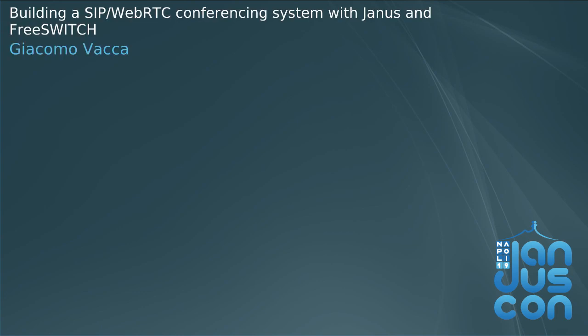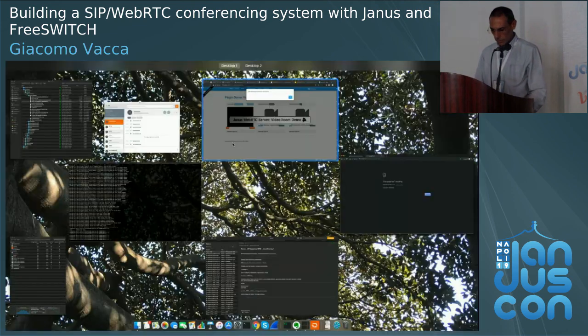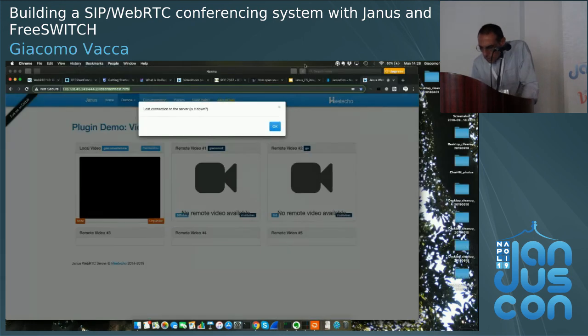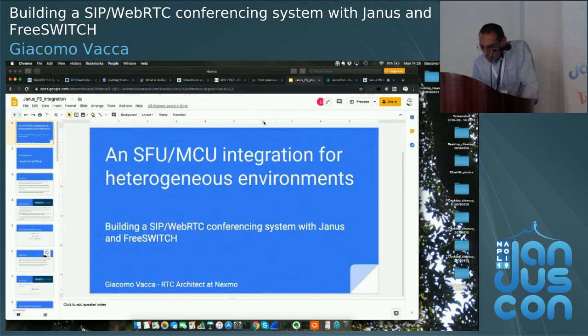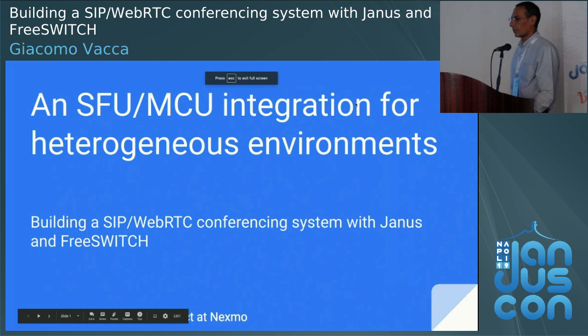Multi implementations, in this case Janus and FreeSWITCH, to take advantage of the strongest points of both. So Janus has a good SFU, FreeSWITCH has a very good MCU, and so how you can actually take advantage of both in a WebRTC application to do cool things. And Giacomo will describe a bit how you can do this in practice. So enjoy, and please, Giacomo.